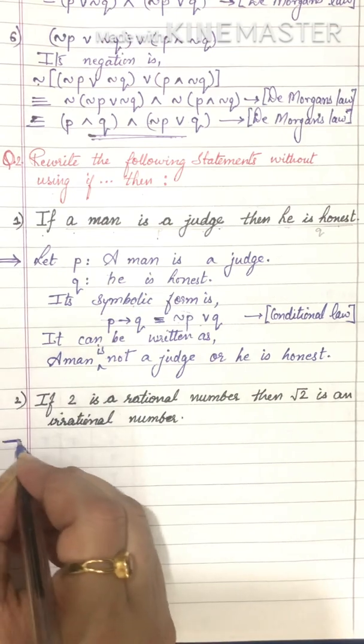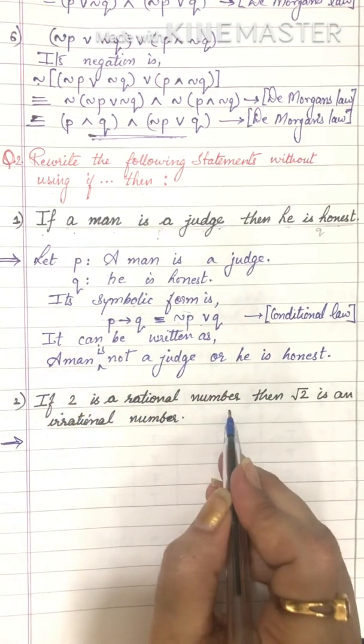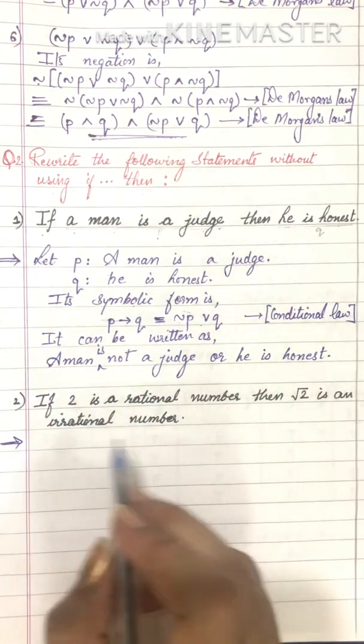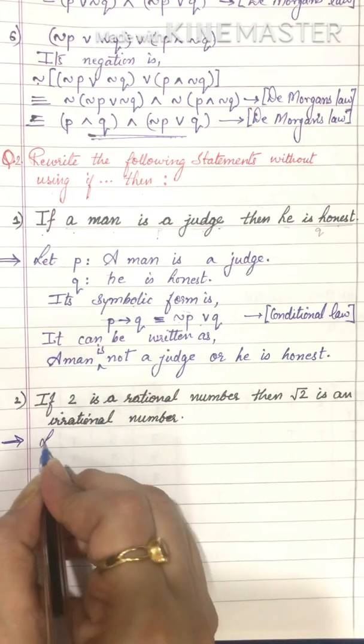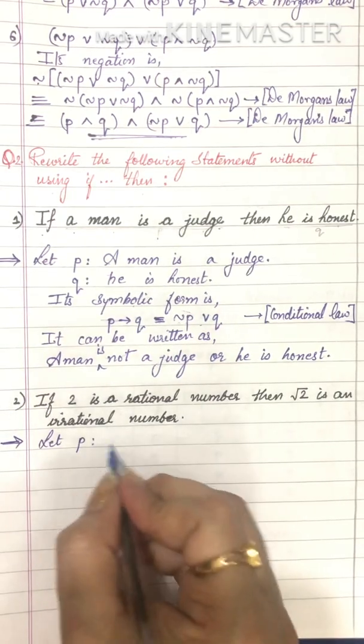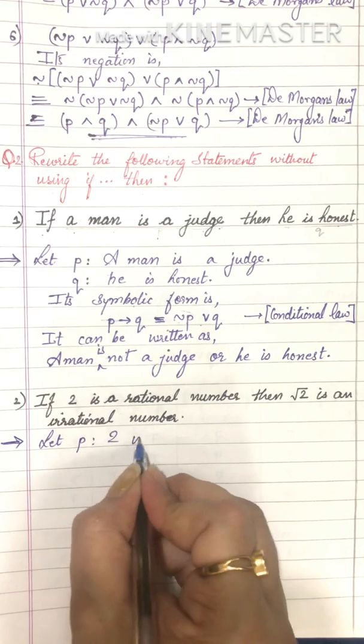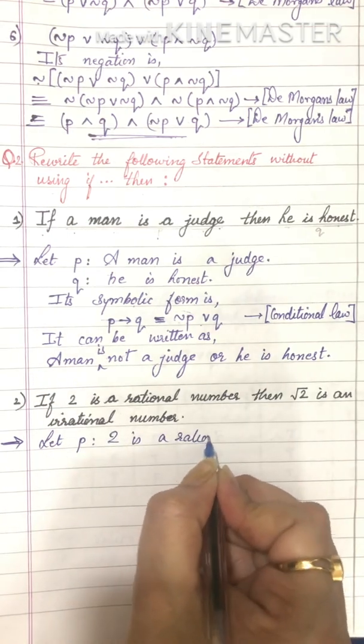Now the second one I have taken: if 2 is a rational number, then root 2 is an irrational number. Okay, so again let's declare the statements. Let P be the statement 2 is a rational number.